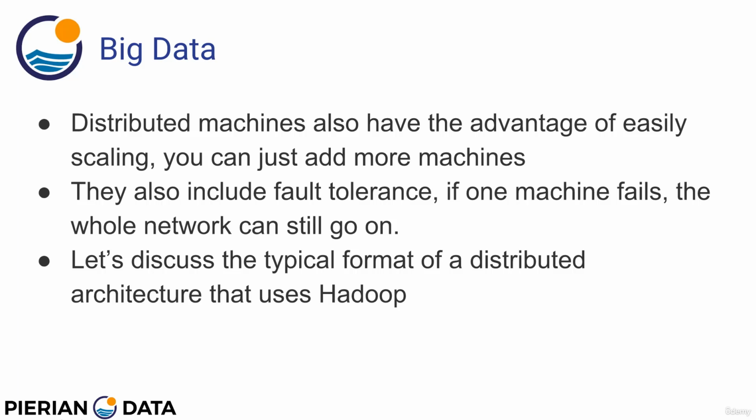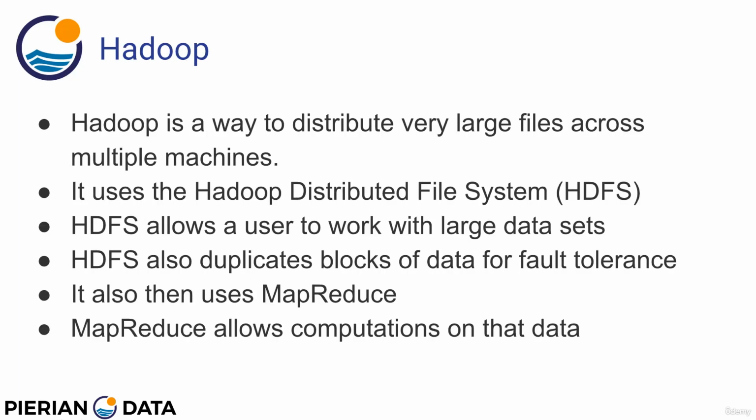Now let's go ahead and discuss the typical format of a distributed architecture that uses Hadoop. As a basic overview, Hadoop is essentially just a way to distribute very large files across multiple machines. It uses what is known as the Hadoop Distributed File System, or HDFS. HDFS allows a user to work with large data sets, and it also duplicates blocks of data for fault tolerance. It can then also use what's known as MapReduce, and MapReduce allows computations on that data.